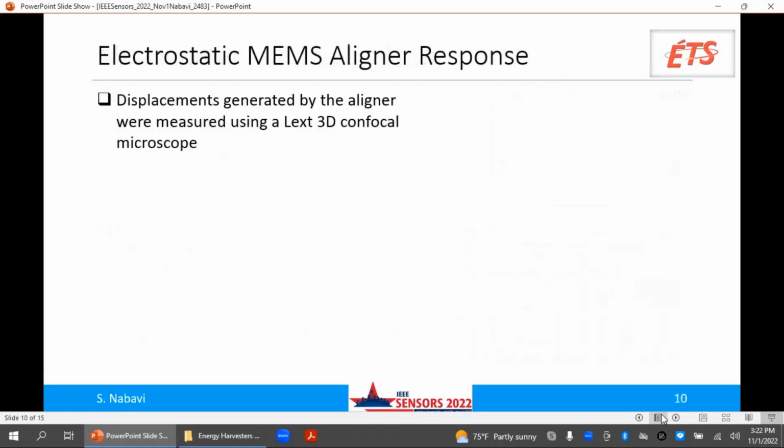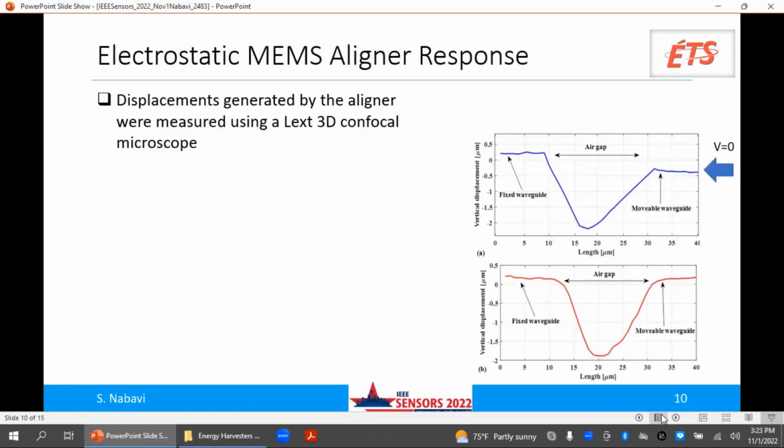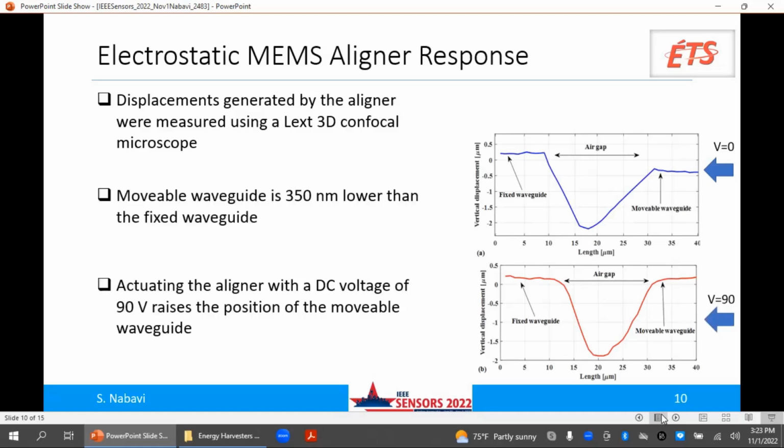In order to measure the displacement, because we are working with very tiny motion, we use the confocal microscope. Here in this plot, you see the mechanical profile of the actuator at the vicinity of the optical interconnection. Here is my fixed waveguide, and the other one shows my movable waveguide. You see that the movable waveguide is down around 350 nanometer when we compare it with the fixed waveguide.